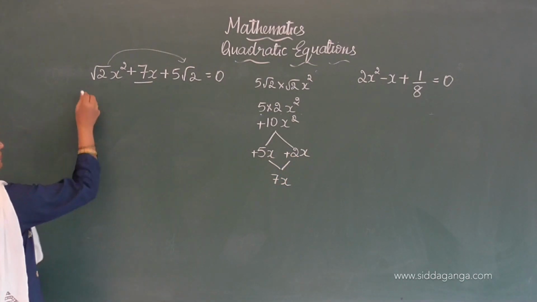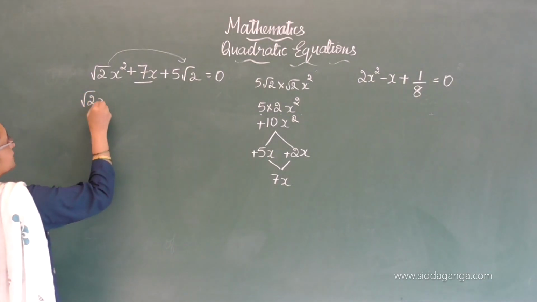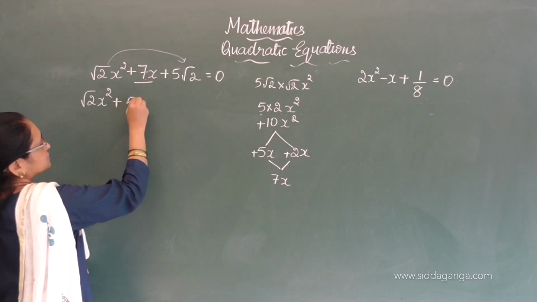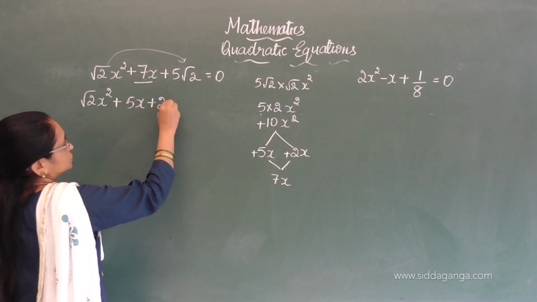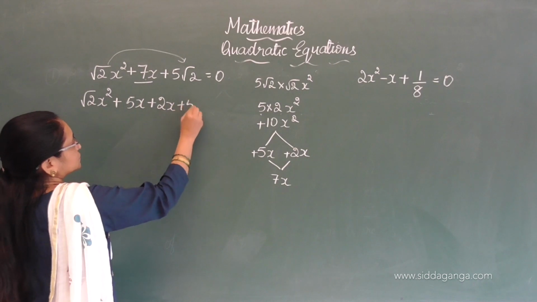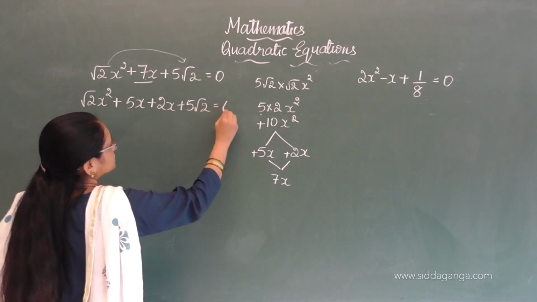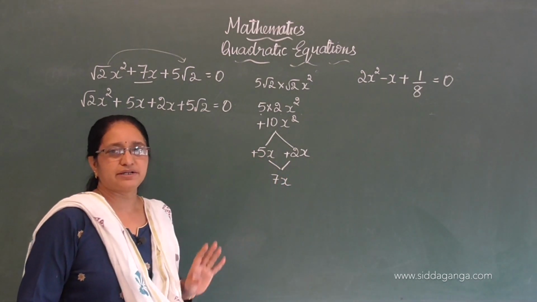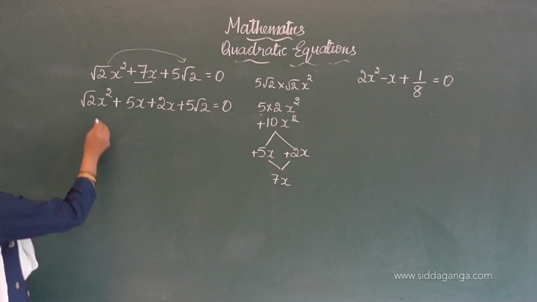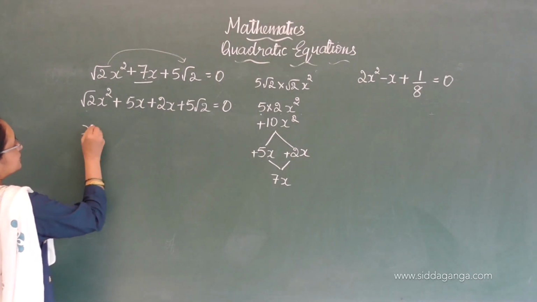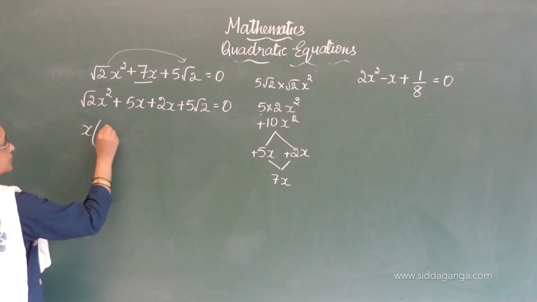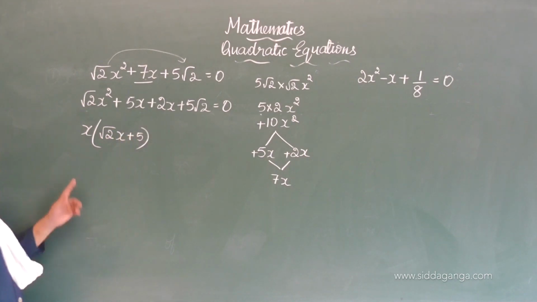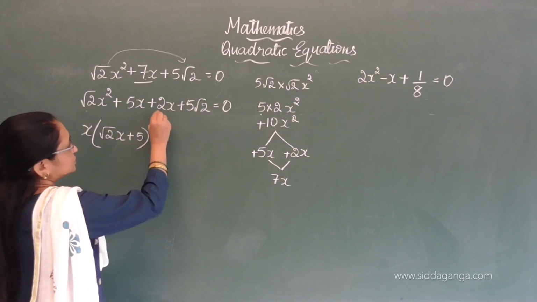Now, how can we split this? Root 2 x square and 7x is split as 5x plus 2x plus 5 root 2 is equal to 0. Now, you have to be very careful while taking common. So, here what is common? X is common. So, what remains? Root 2x plus 5 remains. Then, here what is common?